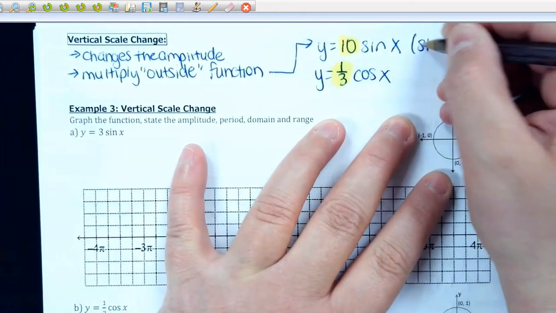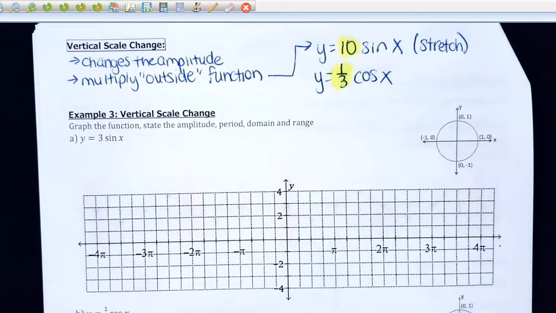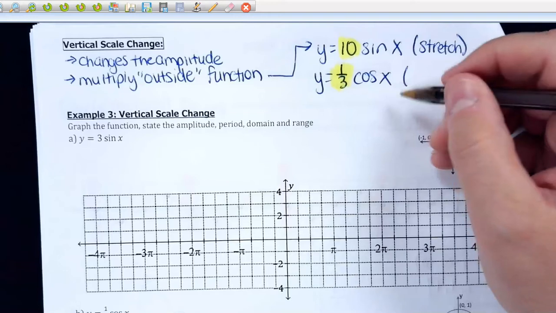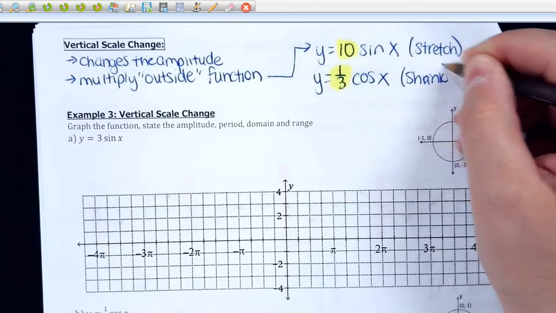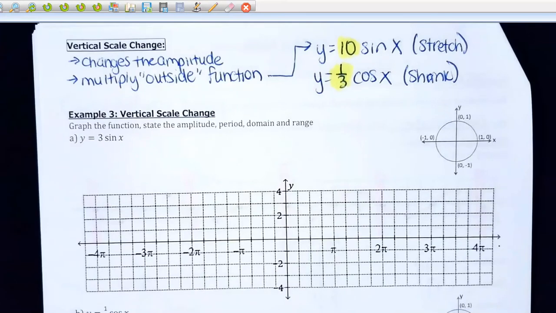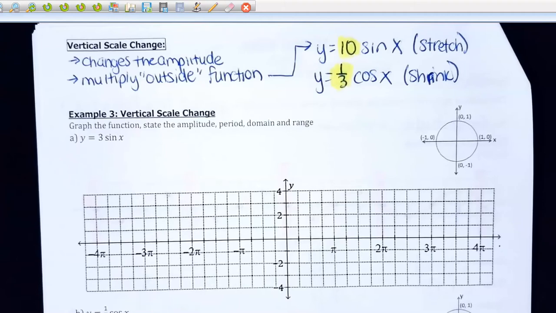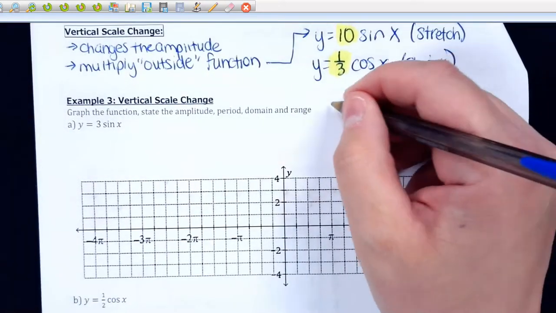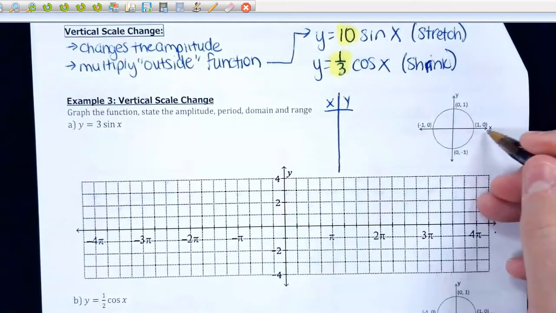If the number is larger than 1, that's going to cause the wave to be taller, that's going to be a stretch, and if the value in front is between 0 and 1, this is going to cause what we call a shrink. It's going to flatten your graph out. So here's how this works. Let me write those 5 points, right? Those 5 easy points that we did on the graph.